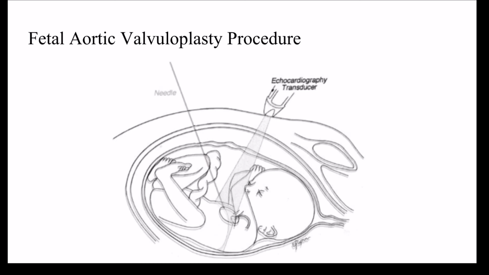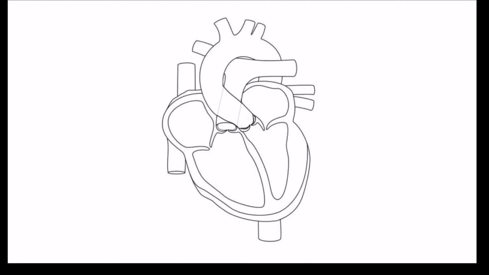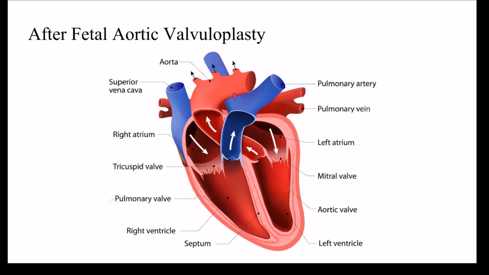Using ultrasound again, a needle is guided through the mother's abdomen, uterus, and finally into the chest wall of the fetus. The needle is then guided into the left ventricle, and a wire is passed through the needle and is placed across the aortic valve. A catheter with a small balloon is then placed across the valve, and the balloon is inflated, making the valve larger to encourage more blood flow. This procedure may prevent HLHS or make the baby a better candidate for surgery after birth.